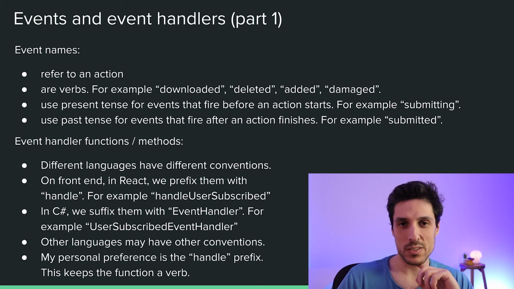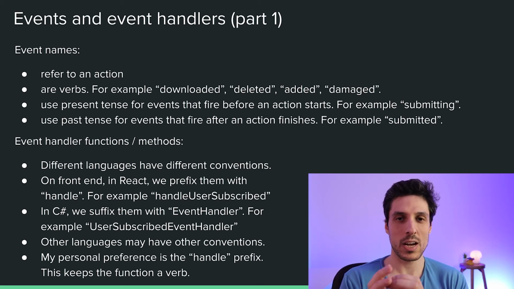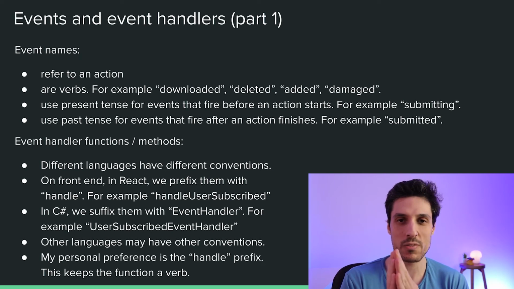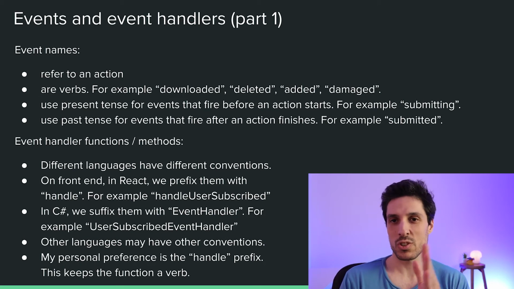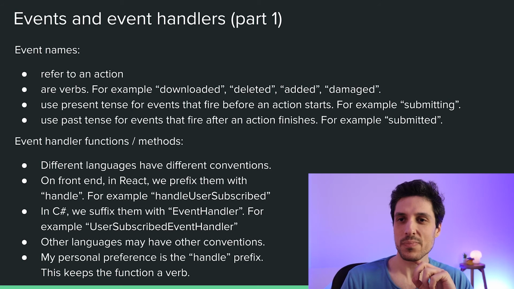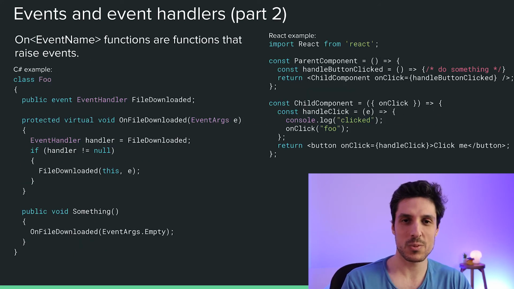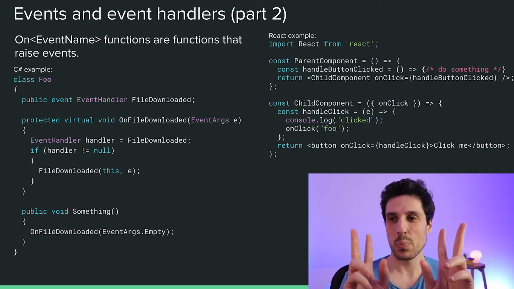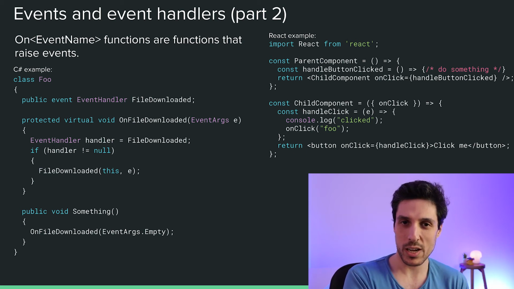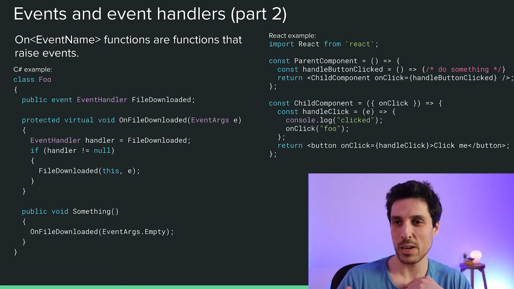Now, my personal preference is to use handle as a prefix because it keeps the method or the function a verb, okay? Handle user subscribed is a verb, whereas user subscribed handler is not a verb. So that's why that's my preference. And then another interesting one is on functions. You might have seen them in some code, functions like on area changed or on click, on user subscribed, things like that, okay? What are those about?